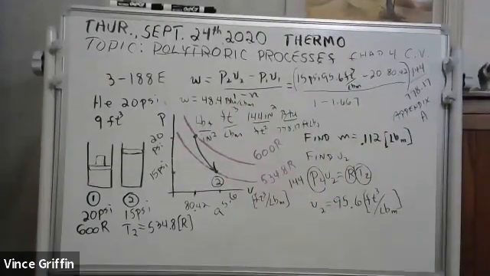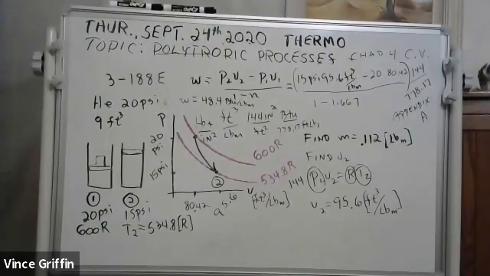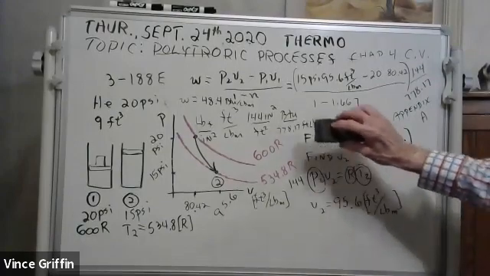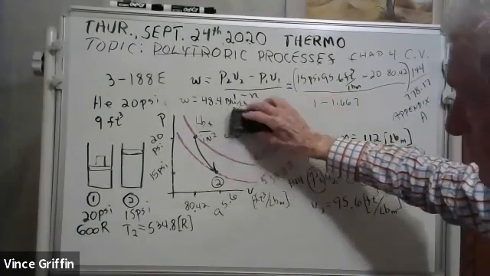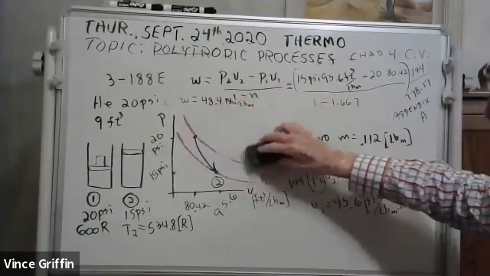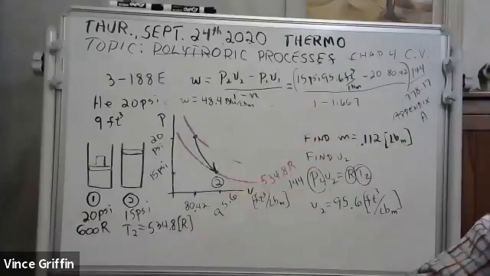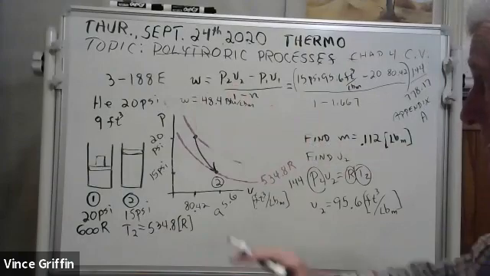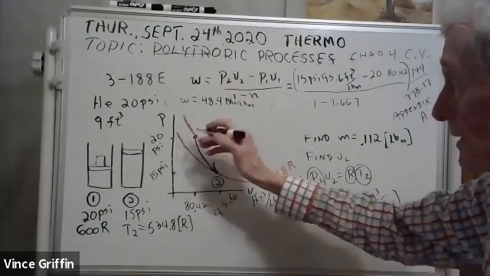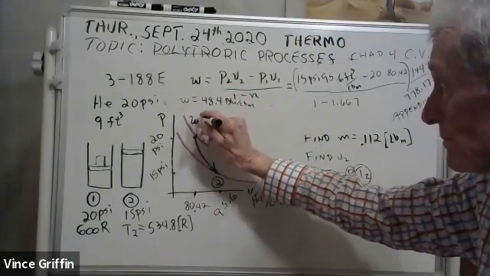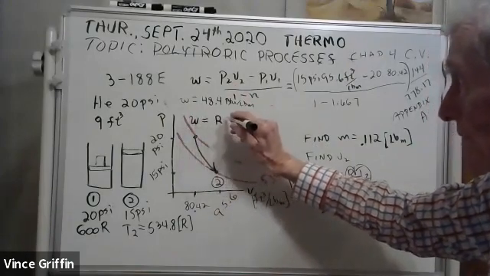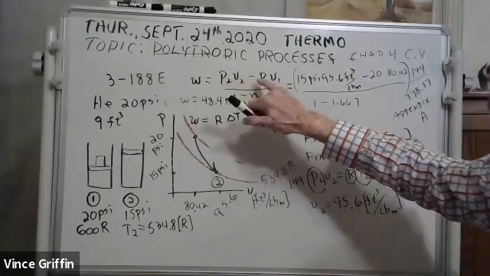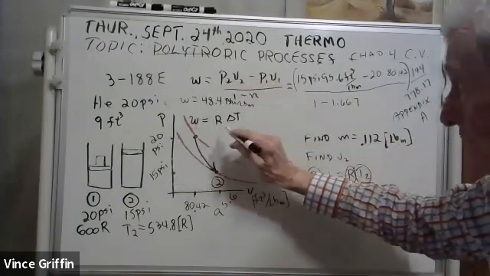But let me show you guys a way we could check this. To check it, I need some room. No problema. We'll just make some room. Now, you know that P2V2 is equal to RT2, right? So we could just go little w is equal to R delta T. Because see, this is RT2 minus RT1. It's just R delta T, isn't it?